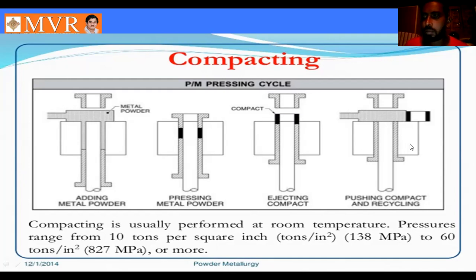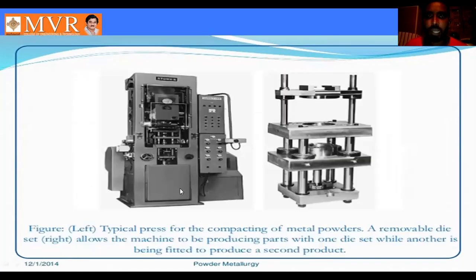So we are punching, and when the punching is completed we remove the object, and again we take the new powder like this. It is called the compacting method. So it is a step by step procedure. Next, we can see the compacting machine is like this. So there are two methods.